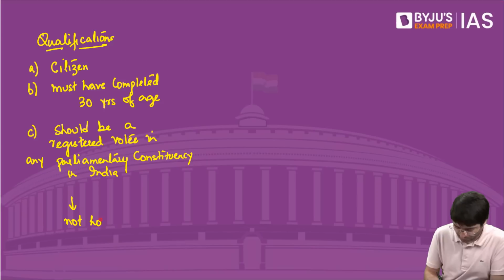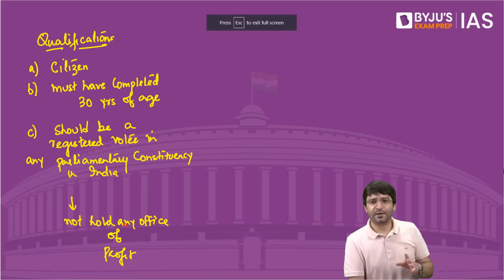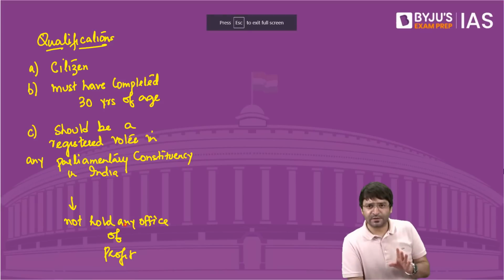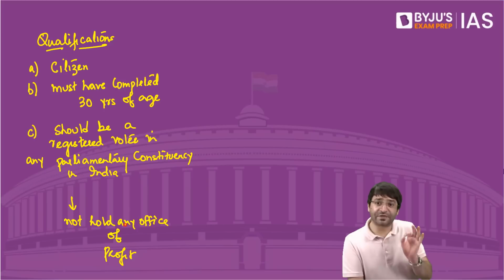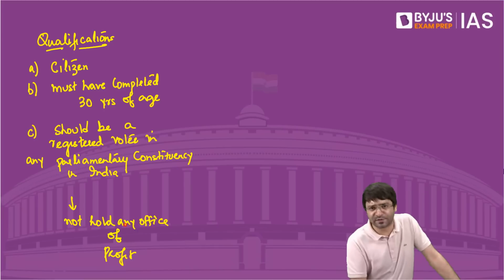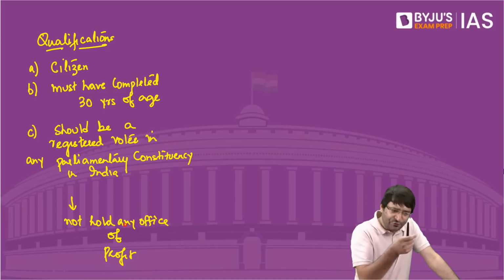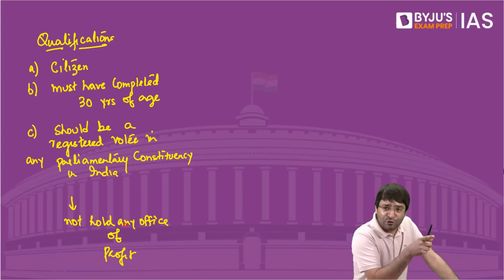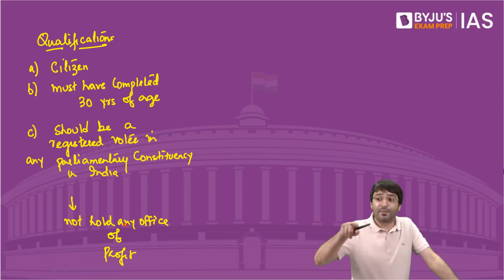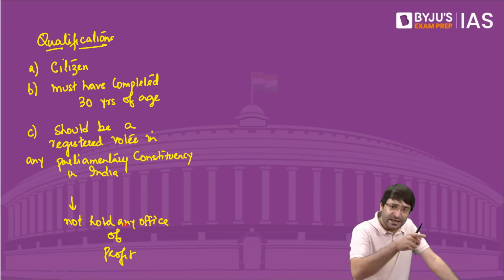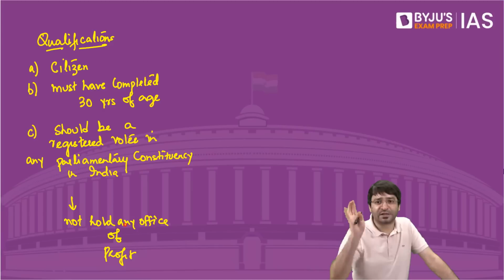Should also not hold. First, you have to be a citizen of India. You must have completed 30 years of age. Your name should be mentioned in the voter list in any parliamentary constituency of this country. That means even if your name is mentioned in the voter list of Telangana, you can get elected to Rajya Sabha from Andhra Pradesh. You can get elected to Rajya Sabha from Assam. You can get elected to Rajya Sabha from Chhattisgarh.